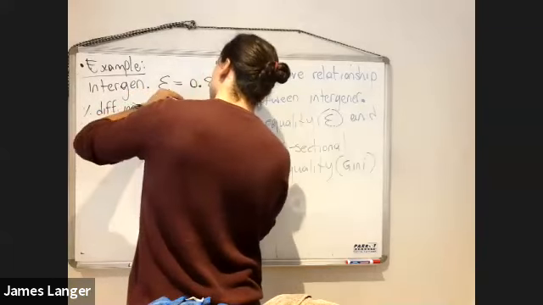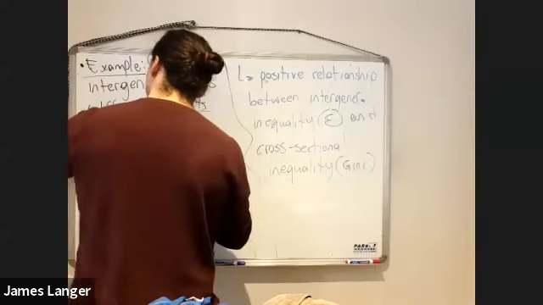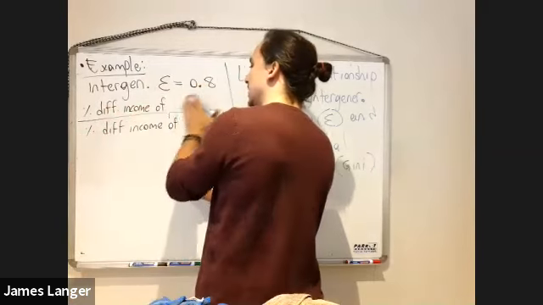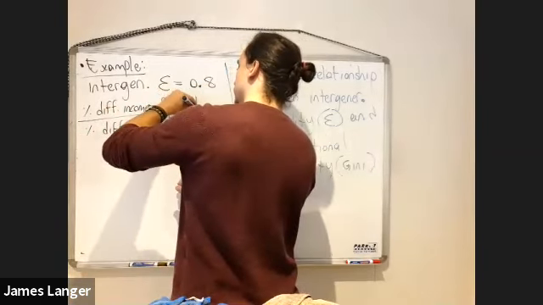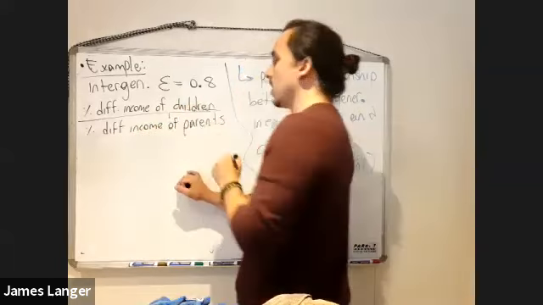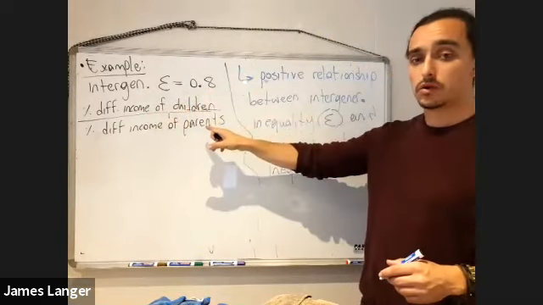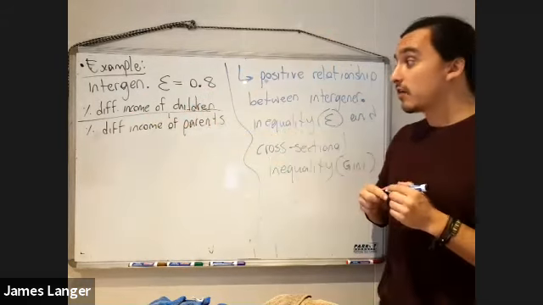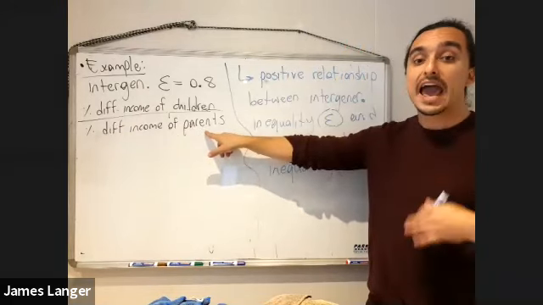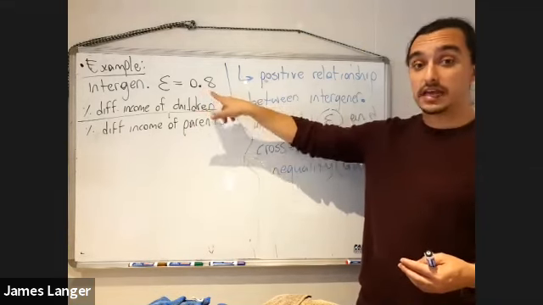of children divided by the percentage difference in income of parents. Sorry, apologies guys, it's children on the top and parents on the bottom. So if my intergenerational elasticity is equal to 0.8, what this means is that for any percentage difference in income of parents, 80% of that difference was inherited by the children, 0.8.